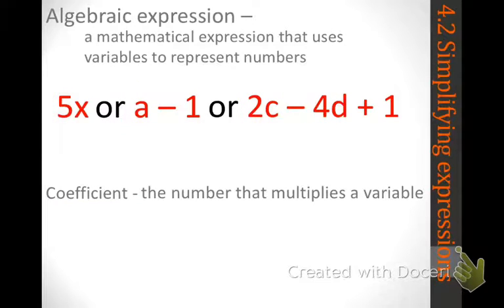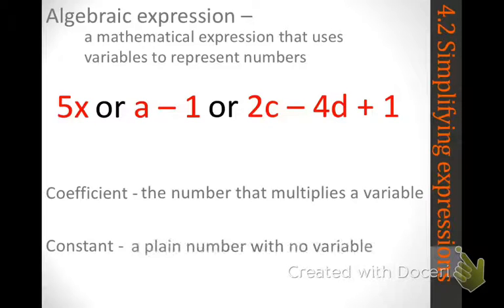And the last definition is a constant. A constant is a plain number with no variable. It doesn't vary. It remains constant. It does not have a variable. So the first algebraic expression does not have a constant, or has a constant of 0.